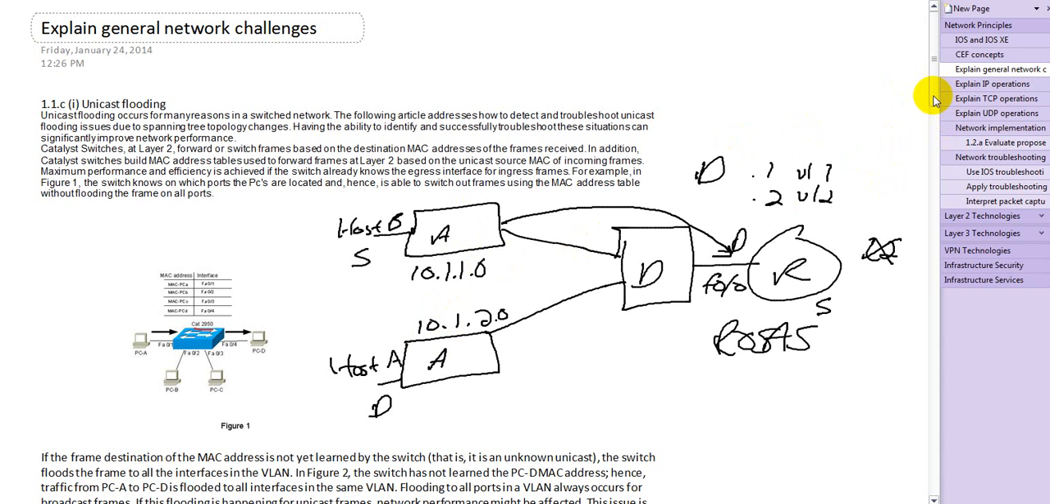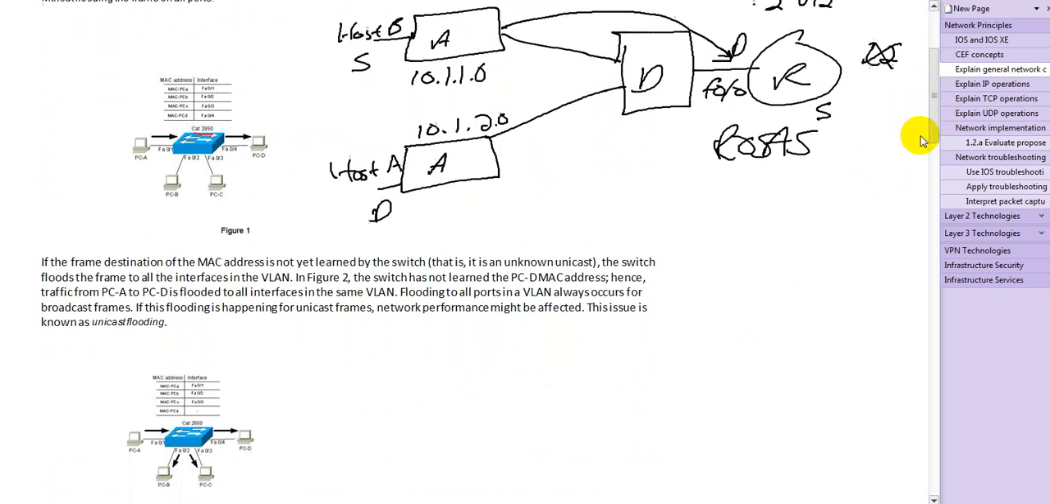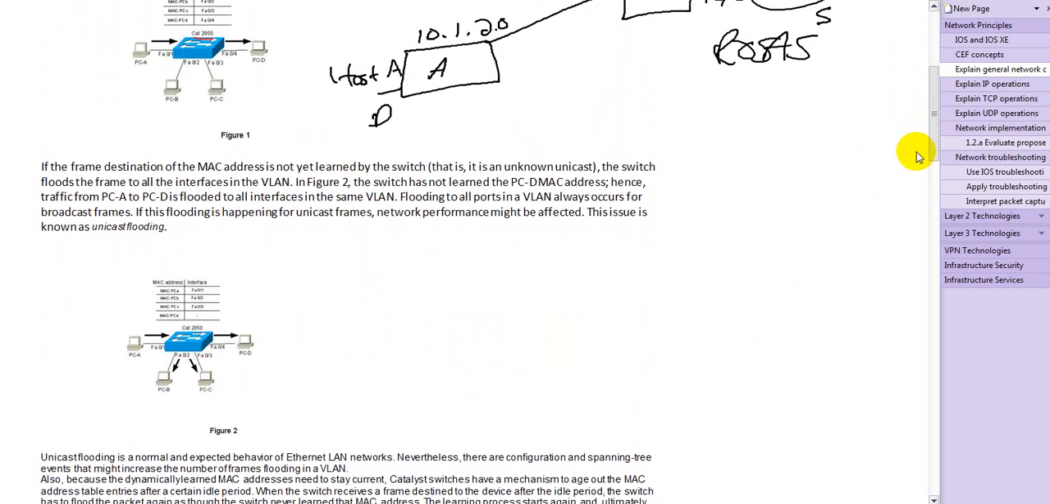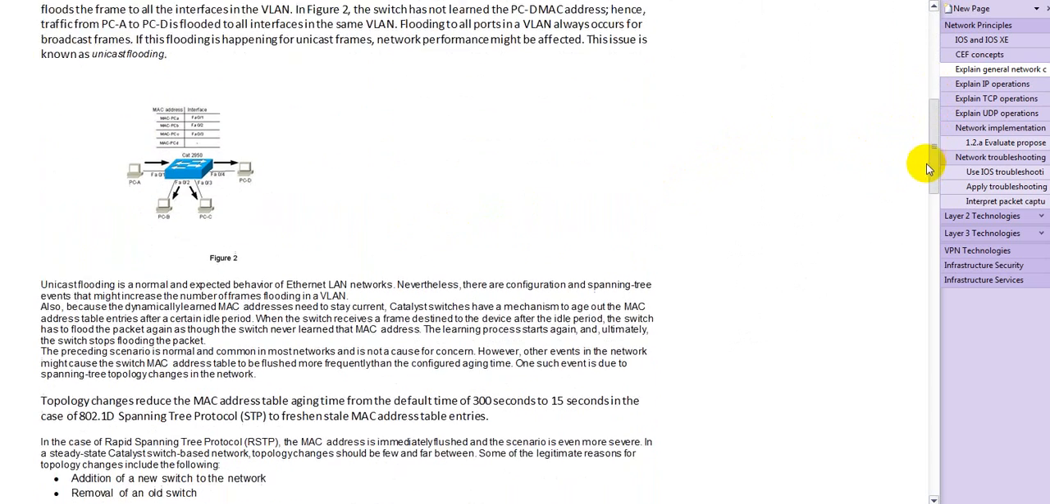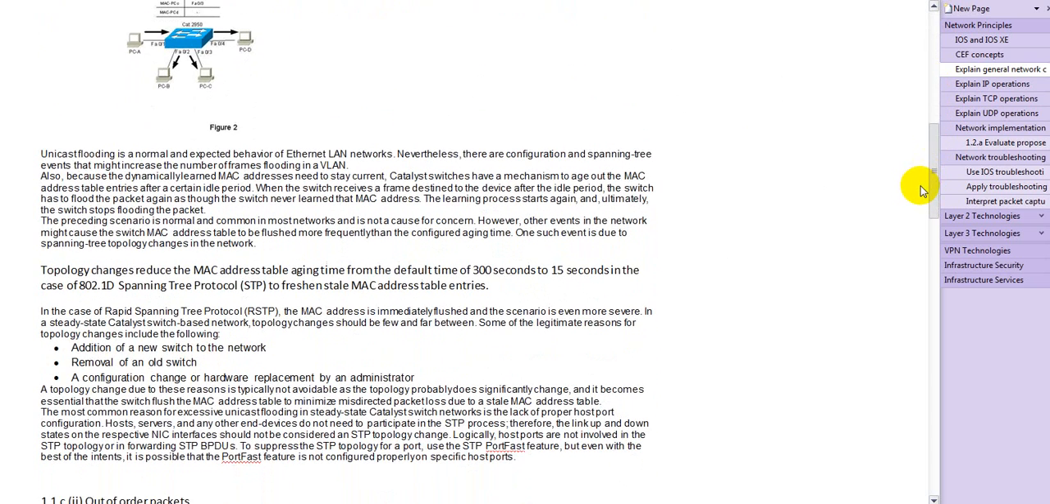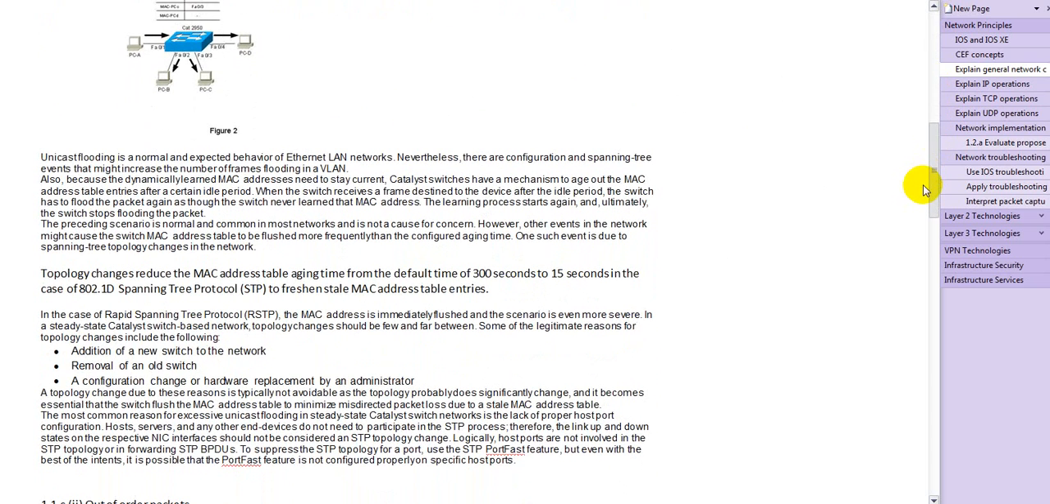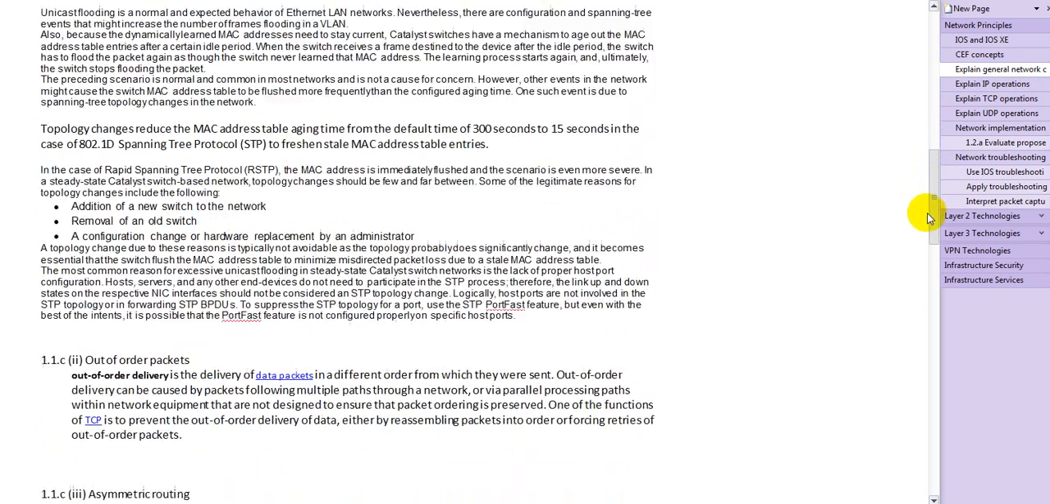Now, let's bring this down here just a bit. Like I said, if you would like, I can send you this OneNote file. It's not too big, and it'll have all this information already in it. So this is just a very large example of how unicast flooding works in spanning tree.